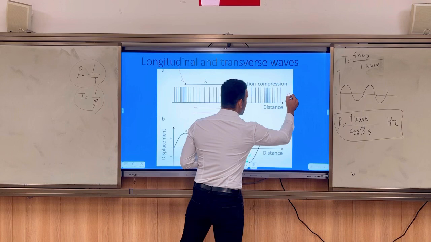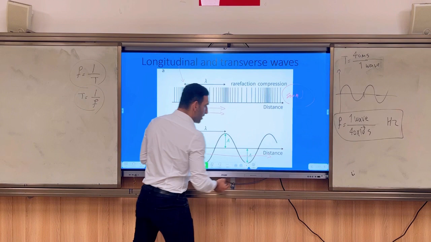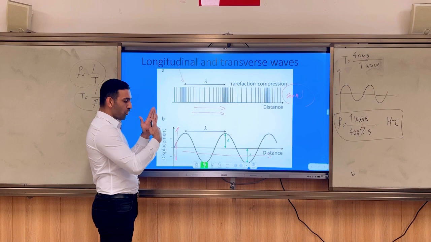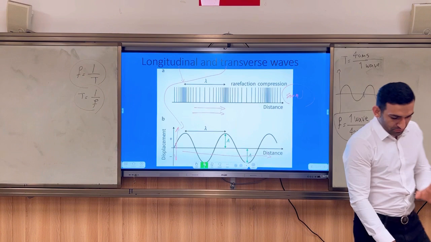How about transverse? Transverse is totally opposite. The direction of your wave is on the x-axis, but the direction of particles is up and down, the y-axis. So actually, the direction of particles is normal to the direction of wave, so there is a right angle between them. So we call this one transverse waves. Did you understand? Okay, let's do an example here.